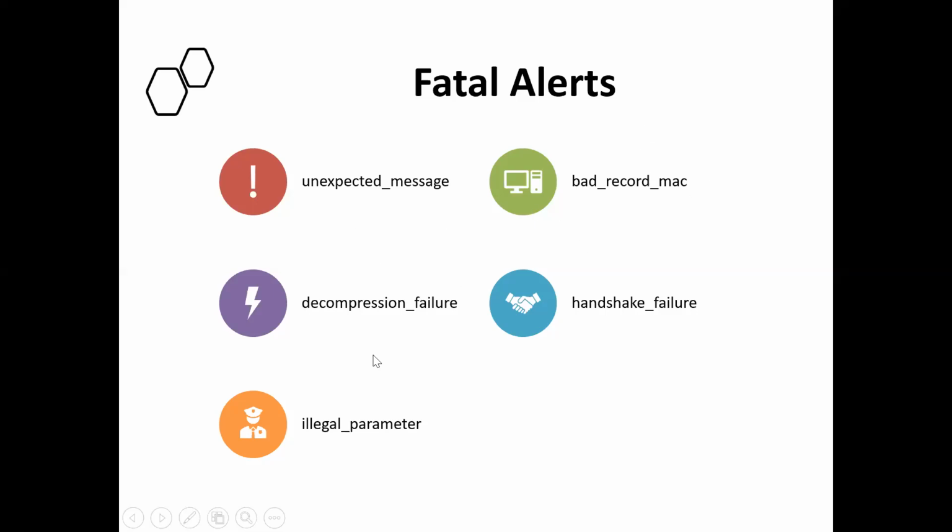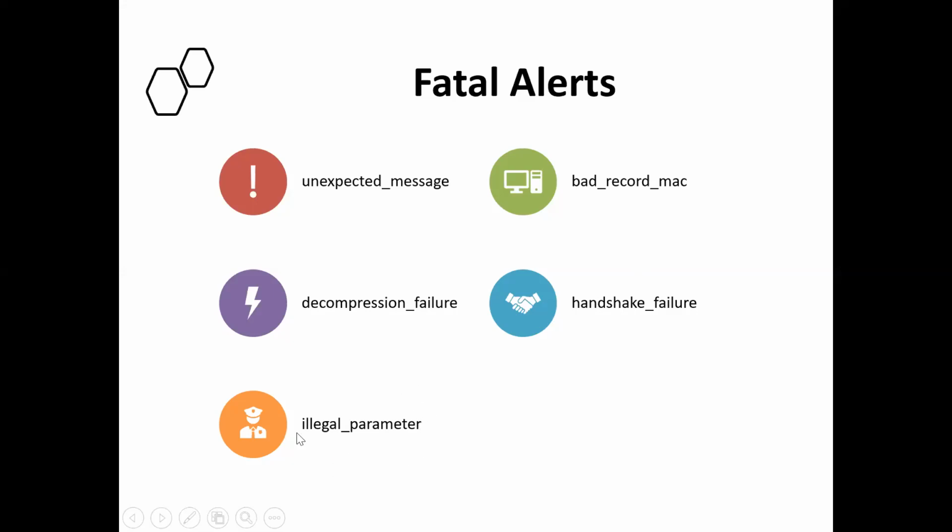Then decompression failure. Whatever compression takes place at the sender, with respect to that compression we apply the decompression algorithm at the receiver side. If this decompression algorithm takes improper input, at that time decompression failure happens. Then handshake failure: failure to authenticate the two entities, at that time handshake failure happens. Last one is illegal parameter.